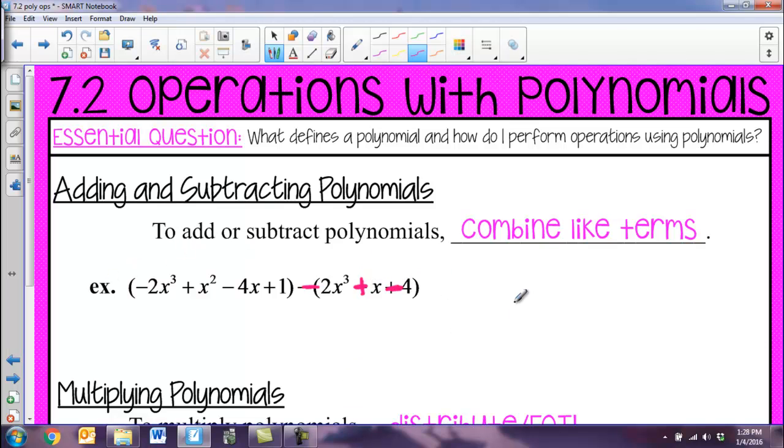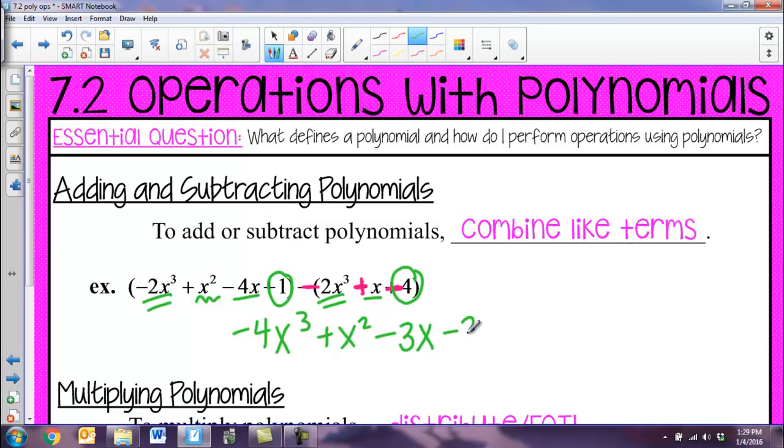So now I can just combine like terms and find the things that match up. So I have negative 2x cubed plus negative 2x cubed, which would get me negative 4x cubed. Okay, and then I have x squared, has no friend, so he's just x squared. Okay, I have a negative 4x plus an x, so that'd be negative 3x or minus 3x. And then finally I have a 1 and a minus 4, so that would be minus 3. Okay, so again, you just combine, collect things that match, add them up, done.